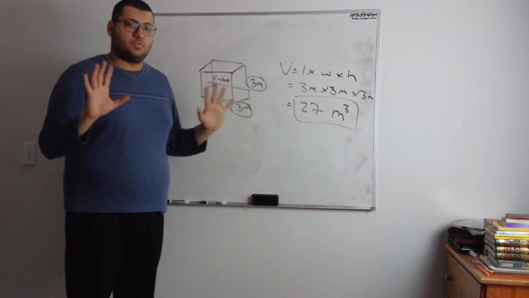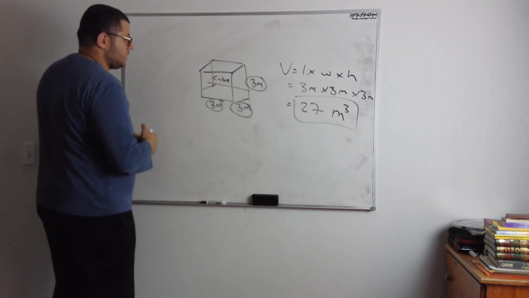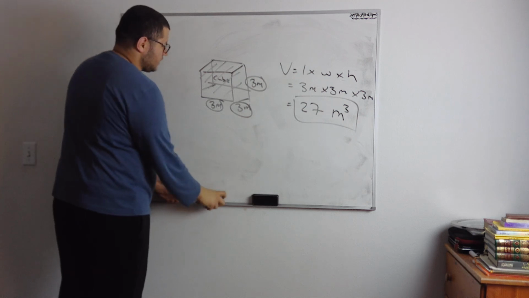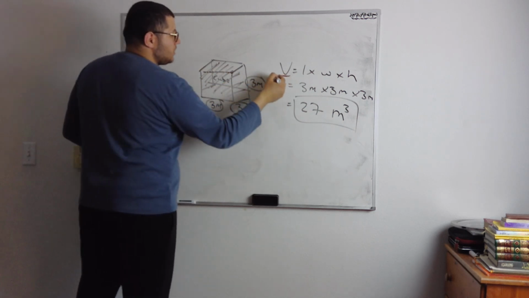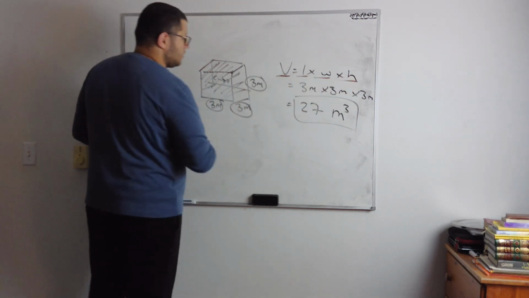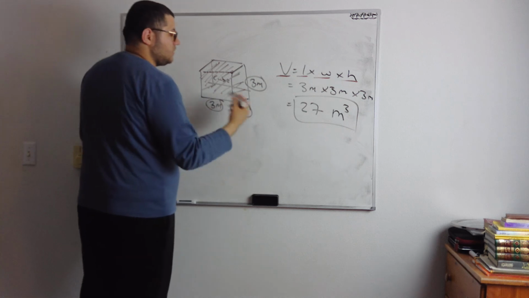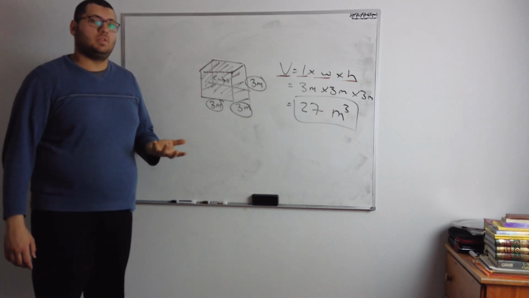But for the general formula to find the volume, to find how much this can hold, let's draw this in brown. We need to find the volume, meaning length times width times height. Volume is equal to length times width times height: 3 meters times 3 meters times 3 meters. If this was a rectangular prism, you would also do the same thing, but the dimensions may be different.